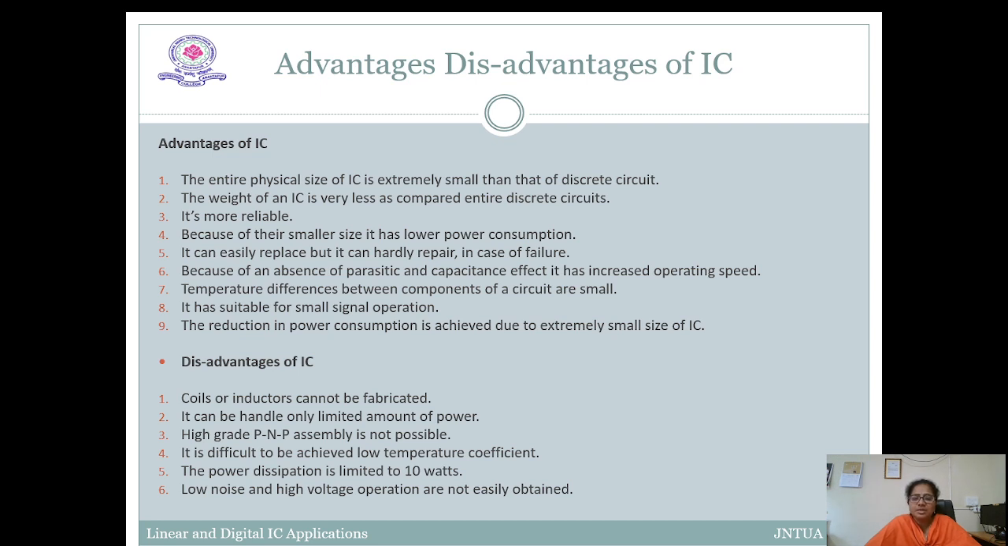And then any circuit in the real world has both advantages and disadvantages. So the disadvantages of an IC are that coils or inductors cannot be fabricated. There are some applications where inductors are a must, but in IC fabrication, inductors cannot be used. It can handle only a limited amount of power, high grade PNP assembly is not possible, and it is also difficult to achieve a low temperature coefficient. The power dissipation is limited to 10 watts. Low noise and high voltage operations are not easily obtained.